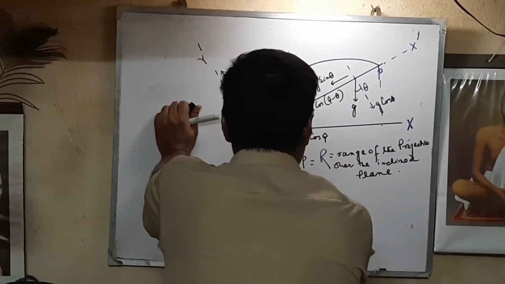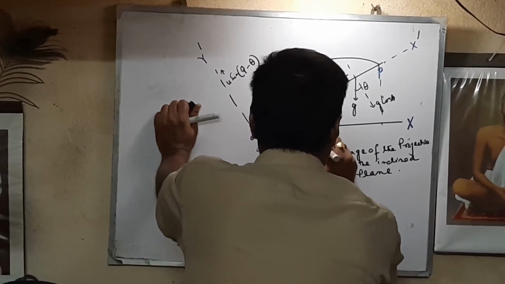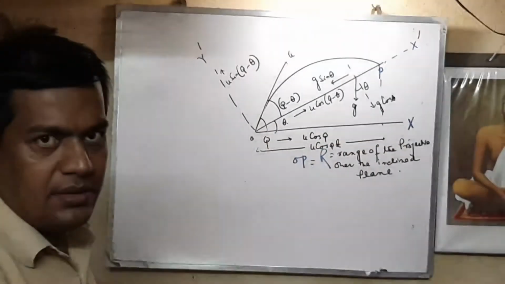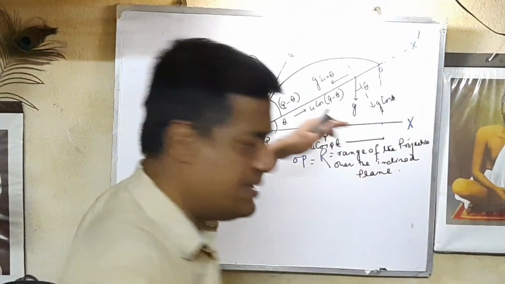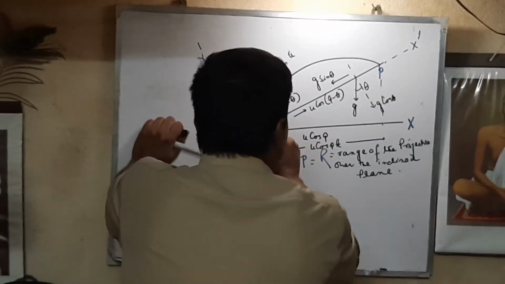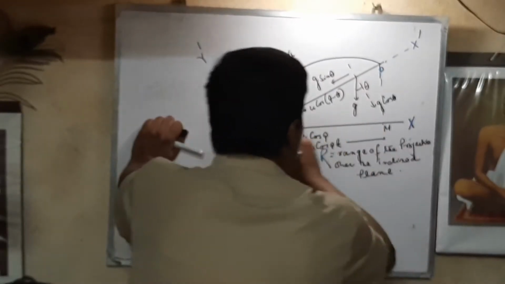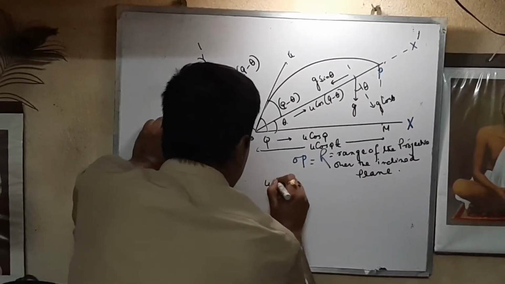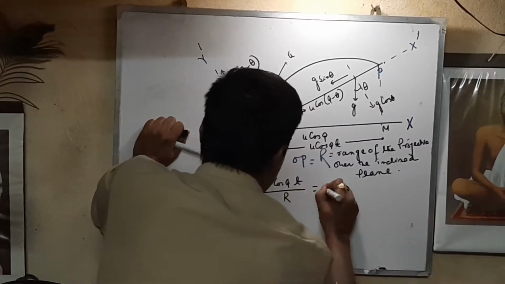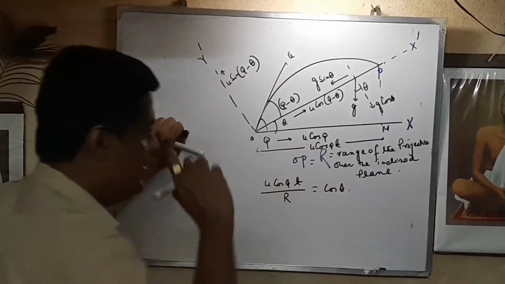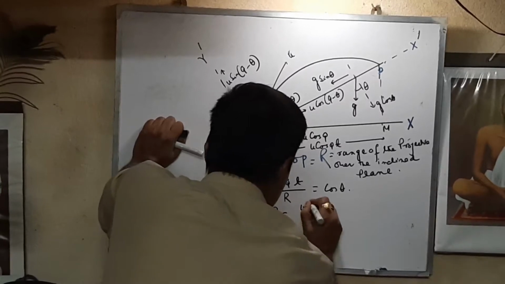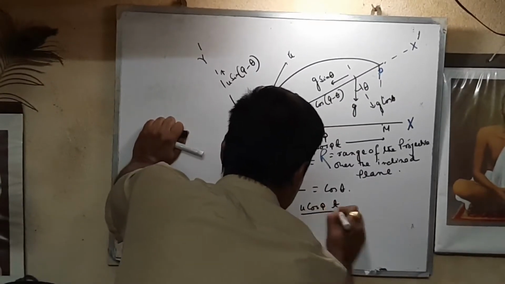Now clearly it is u cos phi this side, because u cos phi is not going to be changed. It is perpendicular to gravity. So in the triangle OPM, say this point is M, you have u cos phi into t by R equals cos theta. From simple trigonometry, that is R equals u cos phi into t by cos theta.